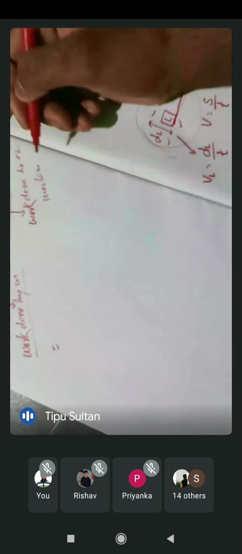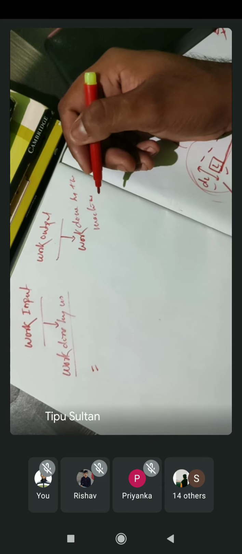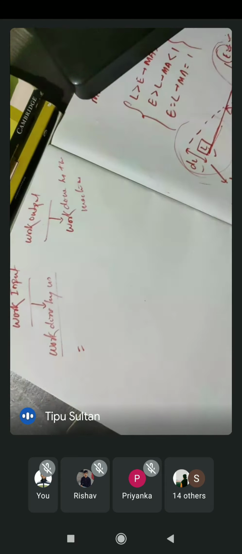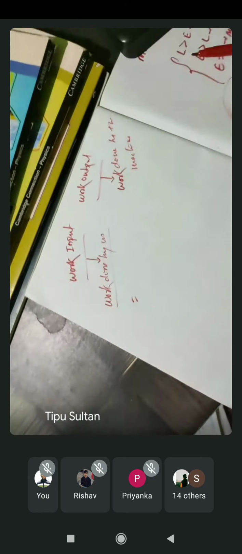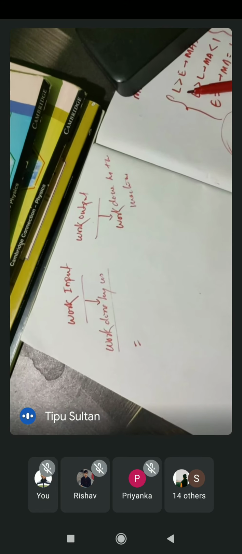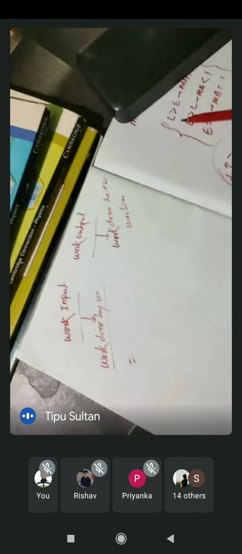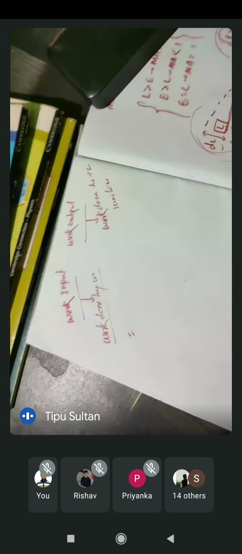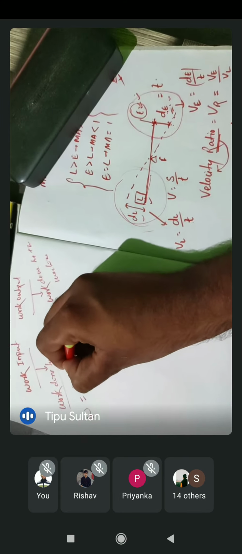Now what is the work done? Work done by us is the work input. Work input means work done by us. Is that clear? So what is the formula of work? The formula of work is force into displacement.